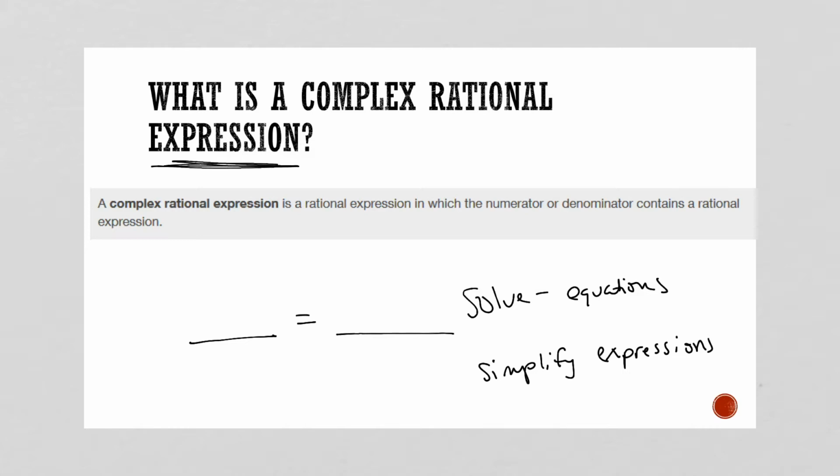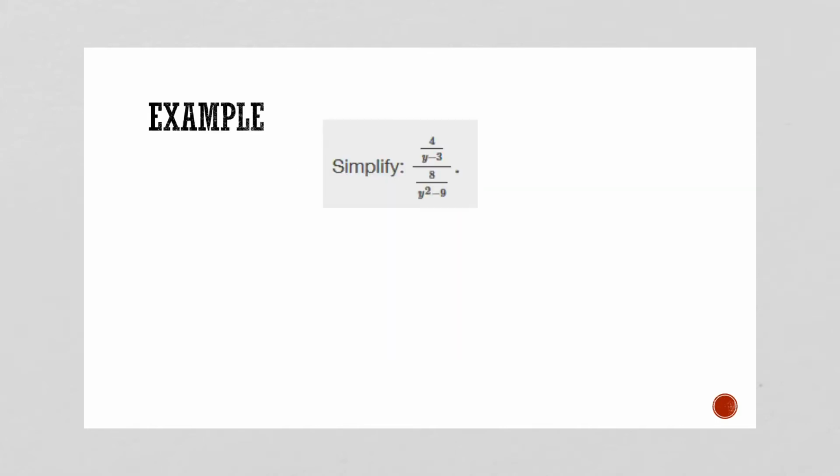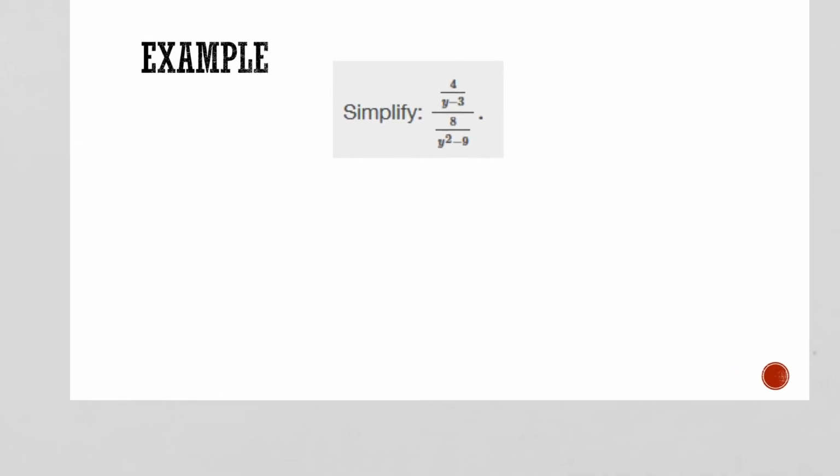So a complex rational expression is an expression in which the numerator or denominator contains a rational expression. Don't you hate it when they use the word that you're trying to define in a definition? So anyways, what this means is we're going to have some sort of expression in the numerator or denominator, or possibly both, and it's going to look like a hot mess. I'll show you what I'm talking about. Look at that. Like I said, a hot mess.